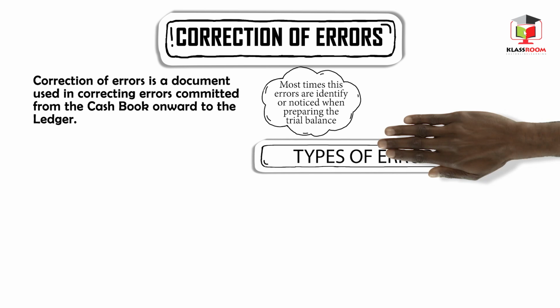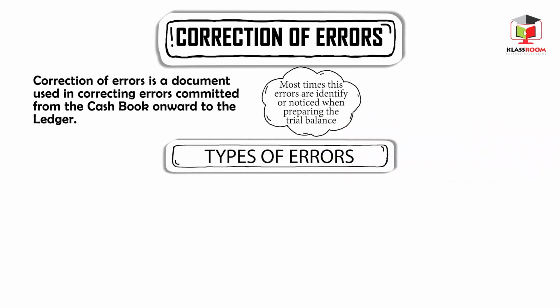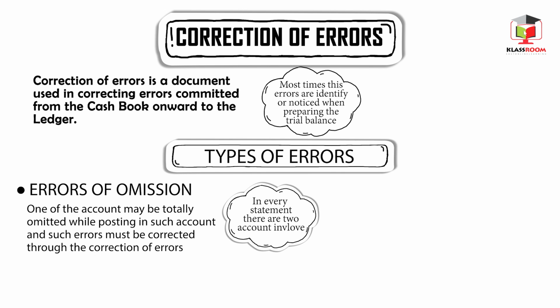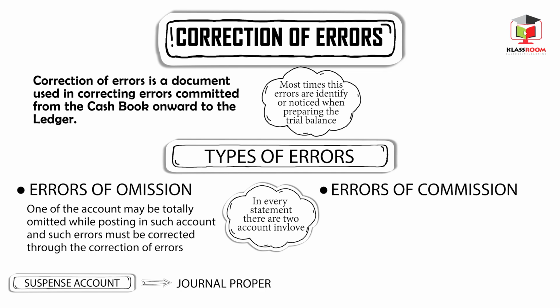We have two major types of errors. One, you have examples of errors that actually affect the trial balance, such as errors of omission. That is, in every statement there are two accounts involved. One of the accounts may be totally omitted while posting into such account, and such errors must be corrected through the correction of errors or the suspense account or the journal proper. We also have errors like errors of commission, where transactions are entered in the wrong person's account. These are some of those errors that actually affect the trial balance.